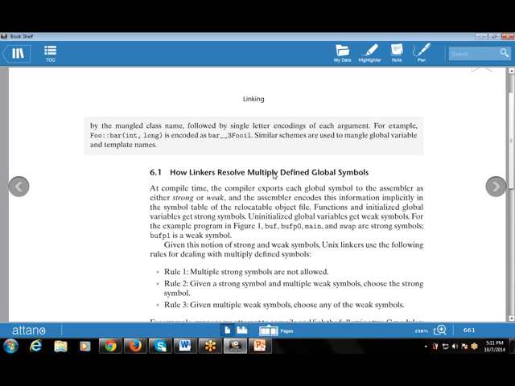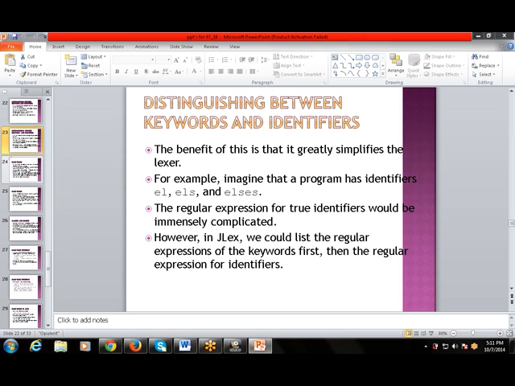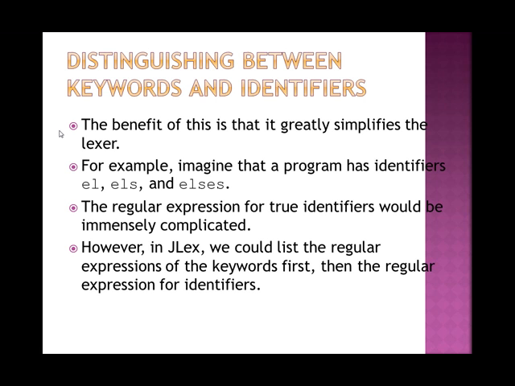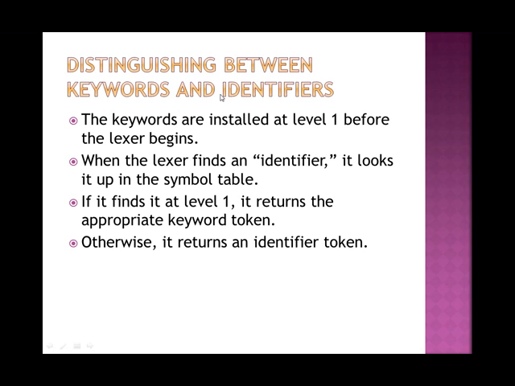Now, how linkers resolve multiply defined global symbols. That is, now how compilers do these tasks. This is the next concept, the distinction between keywords and identifiers. Now, what is the difference between keywords and identifiers?